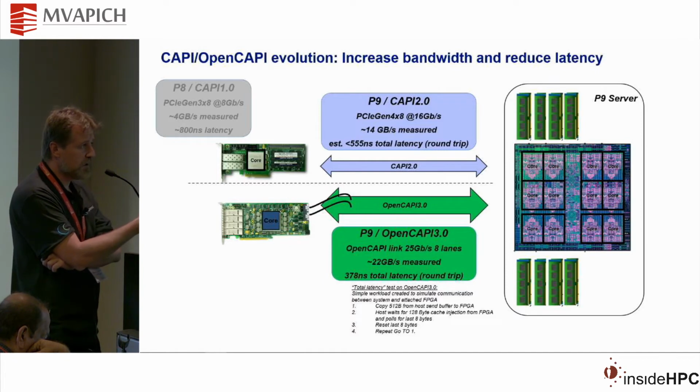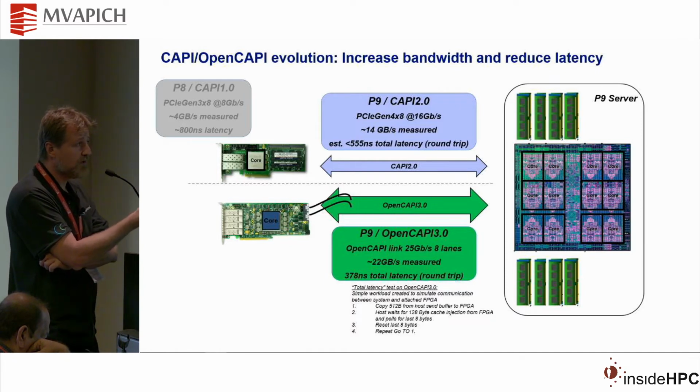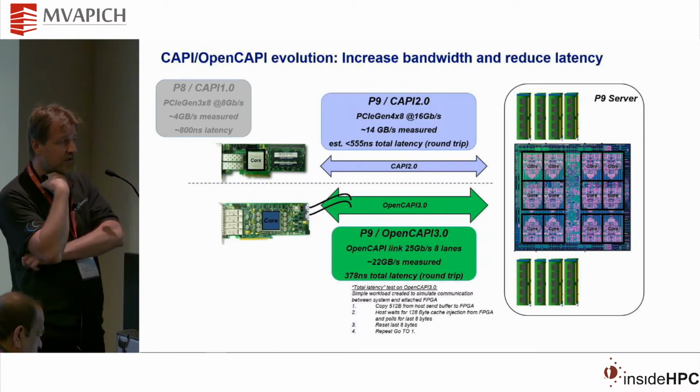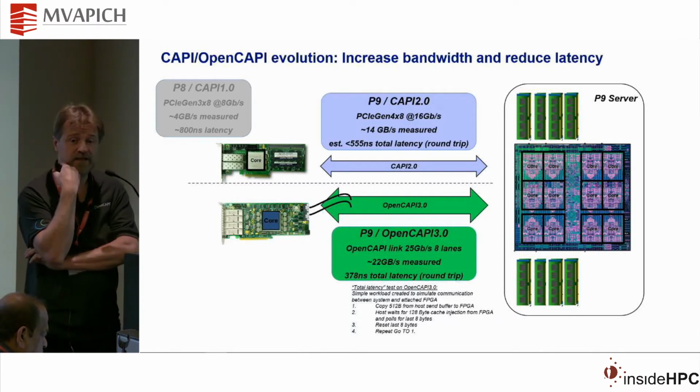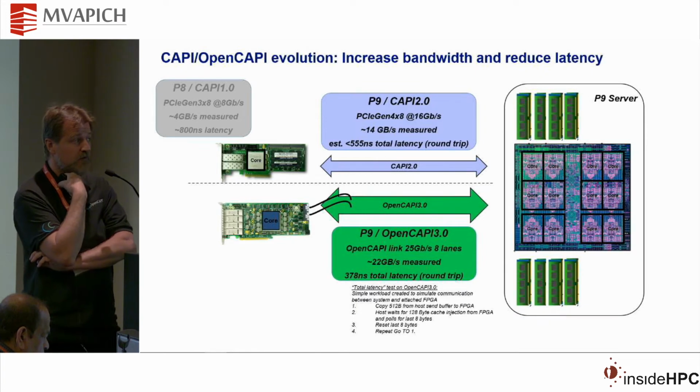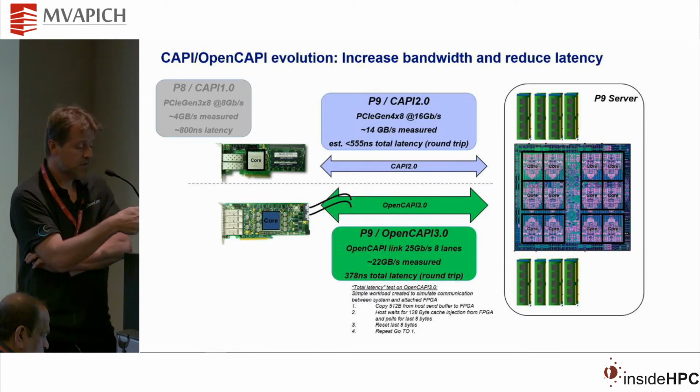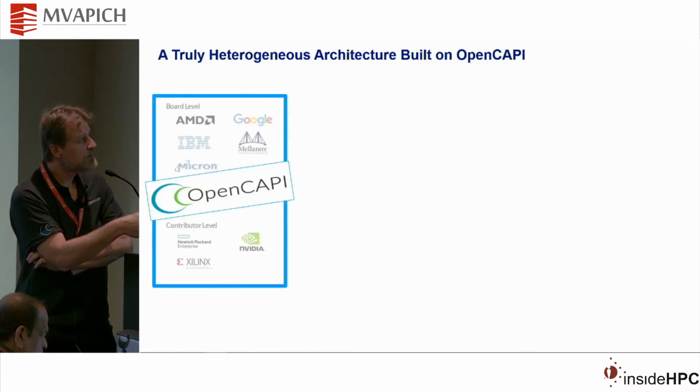On P9, some links can be OpenCAPI capable. In this case, we get rid of the PCI Express limitations because we have much faster links that PCI Express 4 doesn't offer. So we use 25 gigabits per second on 8 lanes, which offers 25 gigabytes per second capability, out of which we can get as much as 21, 22 gigabytes per second measured. Okay? The latency being drastically reduced again. All right?